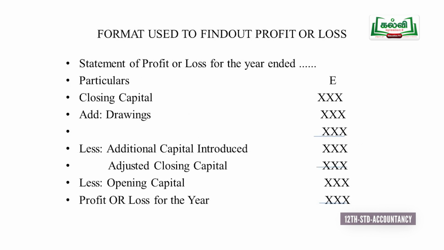Then the format used to find out the profit or loss. The format is closing capital, add drawings, less additional capital introduced, we can have an adjusted closing capital, less opening capital, then the final answer may be profit or loss for the year.